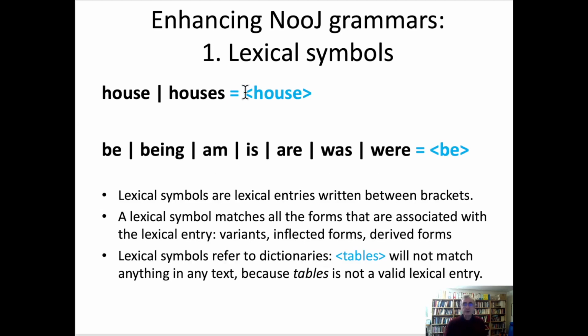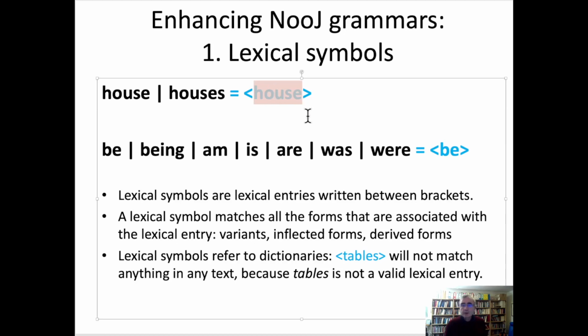What is a lexical symbol? So a lexical symbol is a word which is actually a lexical entry in a dictionary, and this lexical entry has been associated with, for example, all its inflected forms. So you don't need anymore to write house, pipe, houses, because if we select English in info preferences, now NooJ will be able to look up the dictionary and find that these two inflected forms correspond to the lexical symbol, to the lexical entry house. In order to write this in a NooJ grammar, you have to use the angle brackets here.